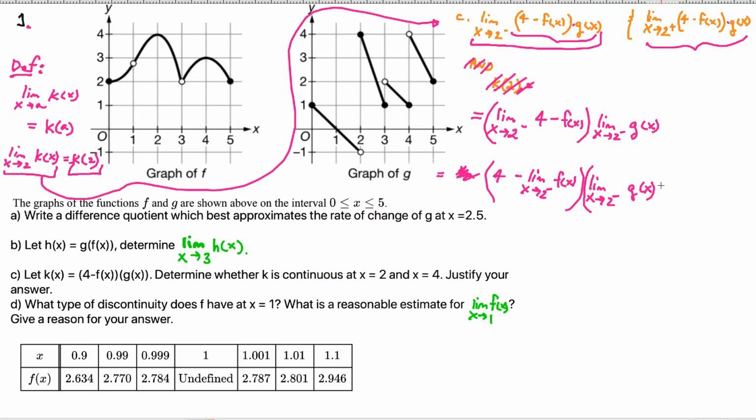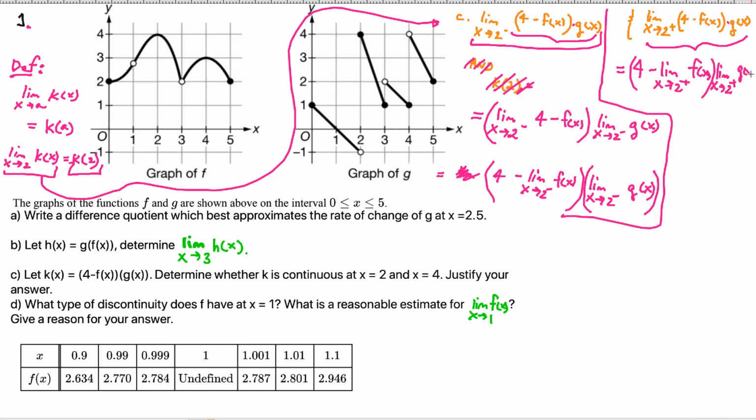And we should see here that this expression will hold equally true for the right-hand limit. So this over here is one side, let's say. This is where I'm coming to 2 from the left. And then this will also simplify in a similar manner to 4 minus the limit as x goes to 2 from the right of f of x times the limit as x goes to 2 from the right of g of x.